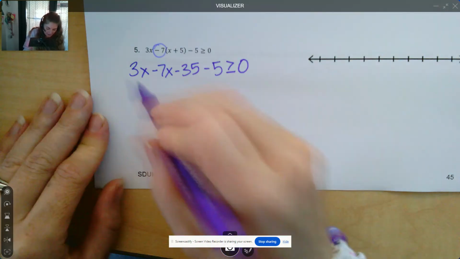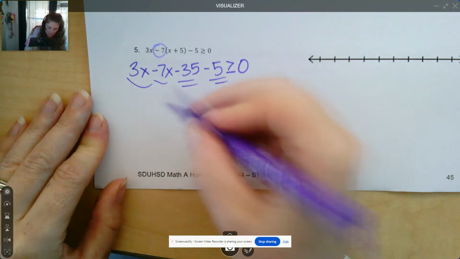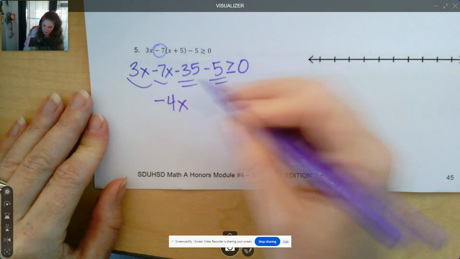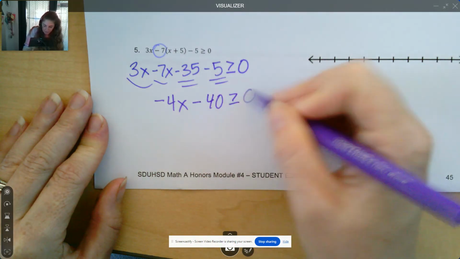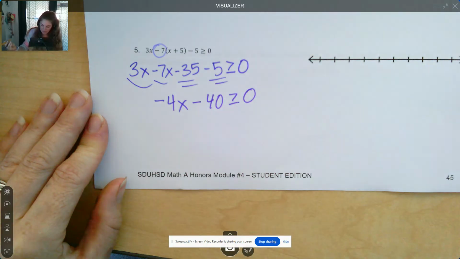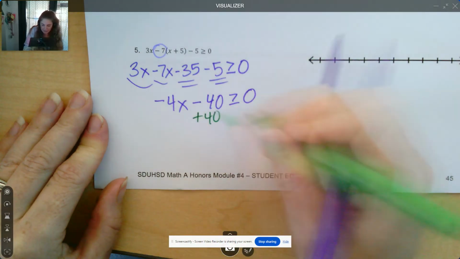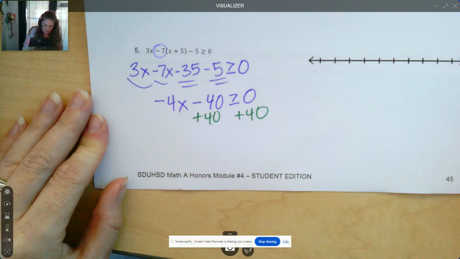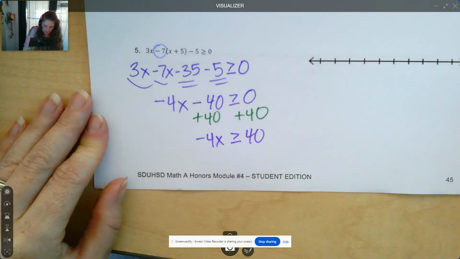I'm going to combine like terms here. 3x take away 7x gets me -4x. -35 take away 5 gets me -40. From here, all my variables are on the same side, which is nice. So now all I have to do is isolate my variable, add 40 to both sides. -4x is greater than or equal to 40.